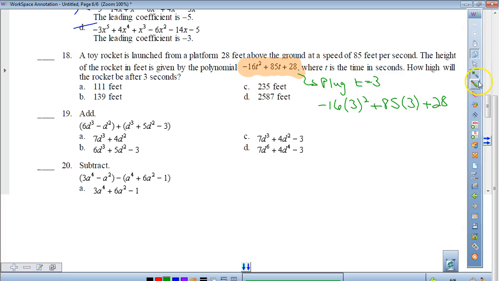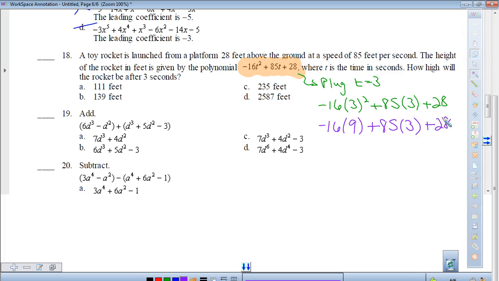Now don't make this mistake again. I know a lot of you on the quiz multiplied these two numbers. Order of operations actually states we need to find this exponent first. So this means negative 16 times 9. And then we can multiply. Multiplication would be our next step.